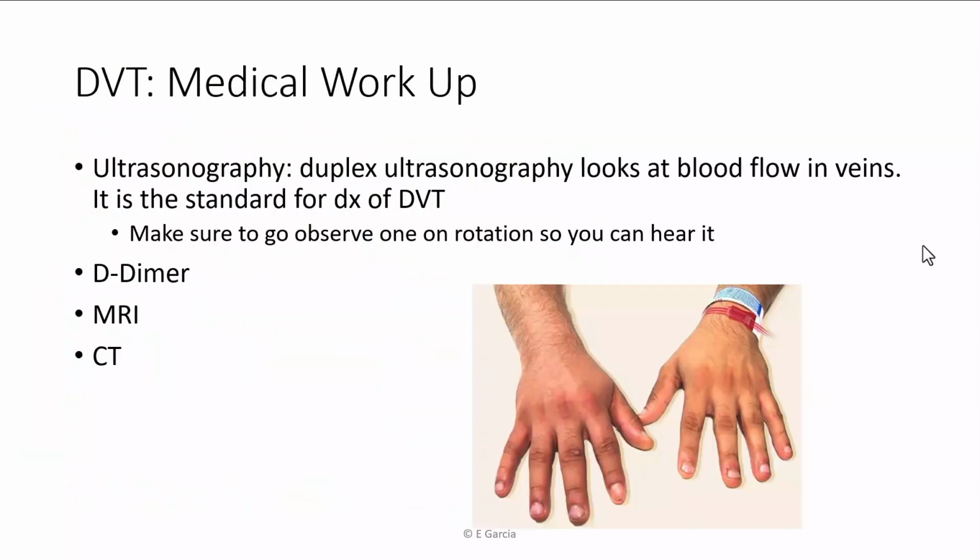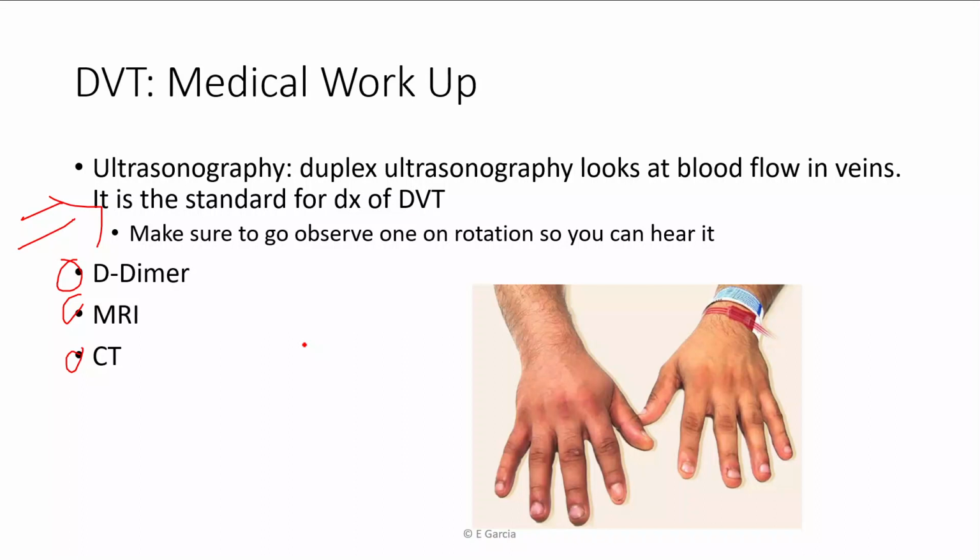What do they do to determine whether something is there? There's a lab value that they're going to use, the D-dimer that you learned earlier. They can MRI, they can CT, but by far the standard is ultrasonography. They can actually watch the blood flow through the veins, and this is the standard.